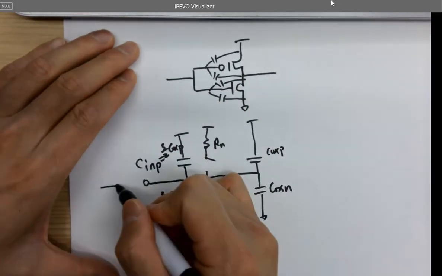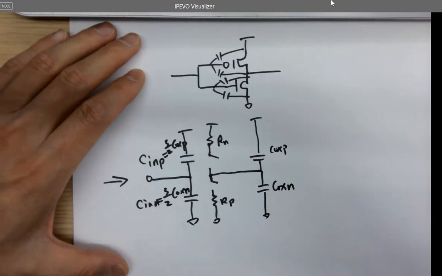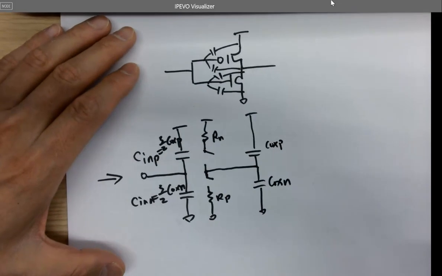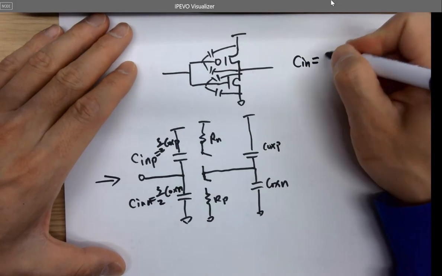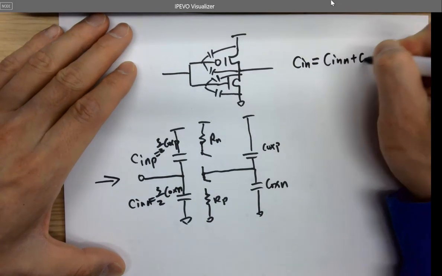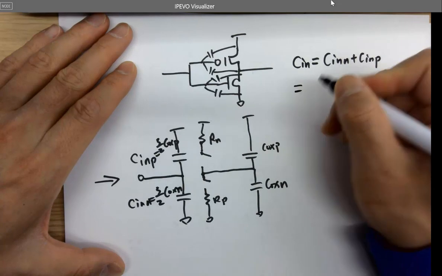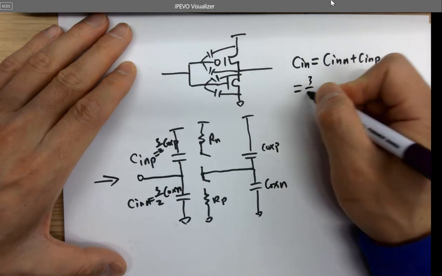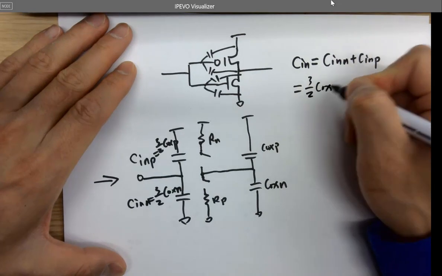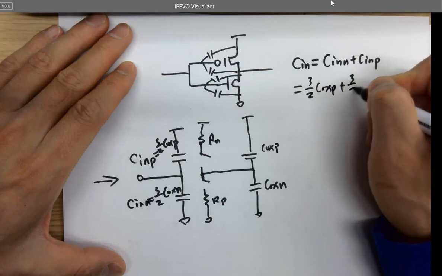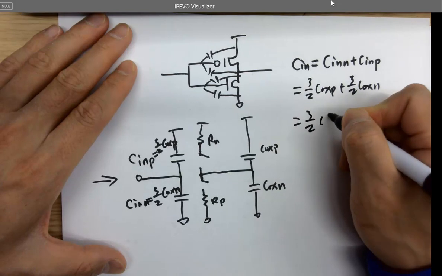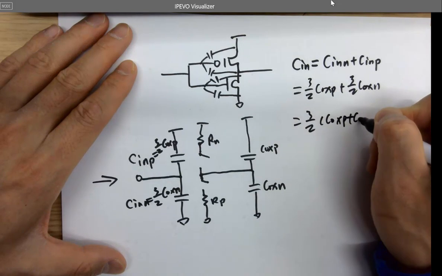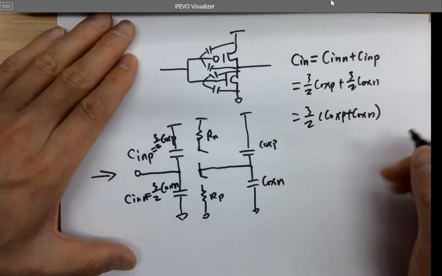So if you look into this input, right? So the overall Cin equals Cn plus Cp, which is 3/2 of COXP plus 3/2 of COXN, which is 3/2 of (COXP plus COXN). Very simple.